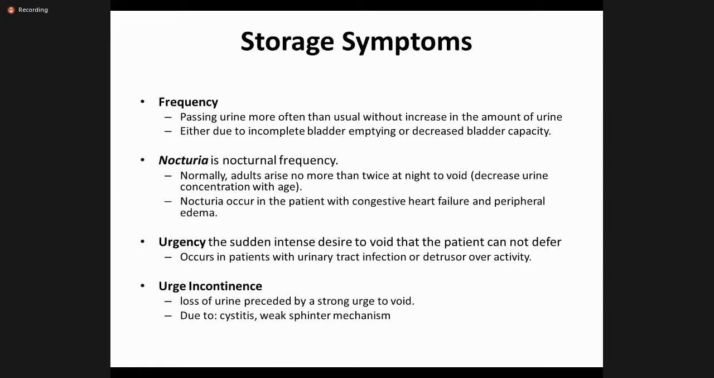Nocturia occurs in patients with congestive heart failure and peripheral edema, and also in diabetic patients. If the patient has increased sugar levels, the patient will have a complaint of nocturia. What is urgency? Urgency is the sudden intense desire to void that the patient cannot defer. It occurs in patients with urinary tract infection or detrusor overactivity.